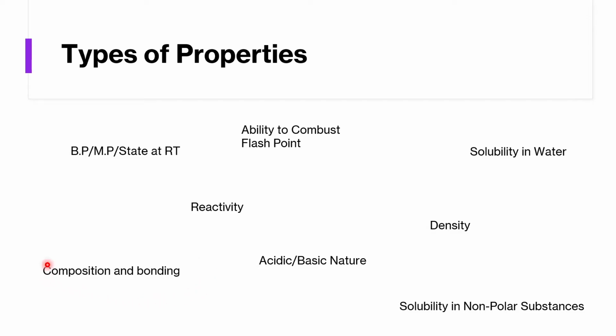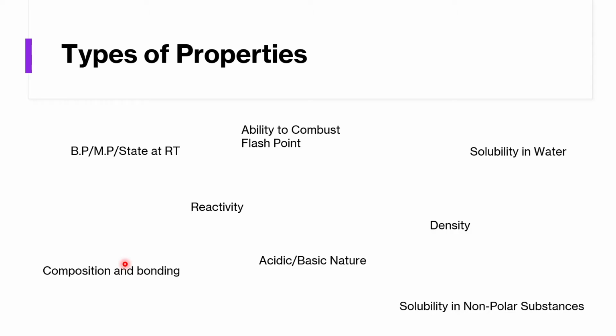Generally, when we're looking at composition and bonding, we say, well, they're composed of primarily carbons and hydrogens and oxygens and nitrogens. We could get even more specific in classifying them that way. And that can have an impact on their properties. We can also look at their bonding in terms of their covalent bonds.